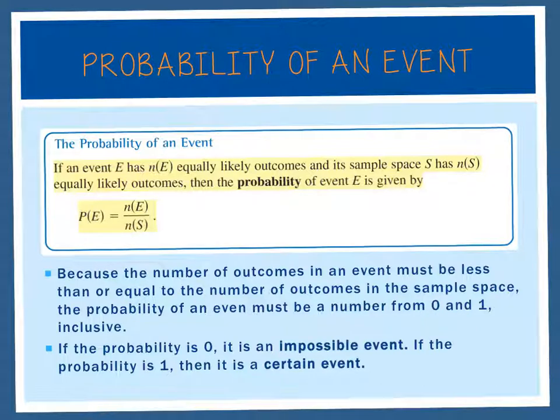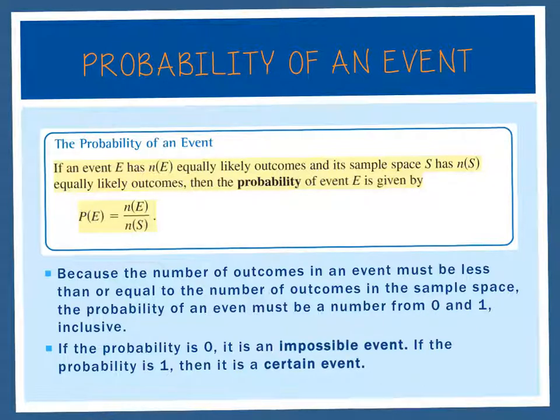If the probability is 0, it's called an impossible event. So if I have a box of colored strips of paper, and there are red and green strips of paper, and I say, what's the probability of it being blue? It's literally impossible, right? There are 0 blue over how many strips there are. It would be an impossible event.